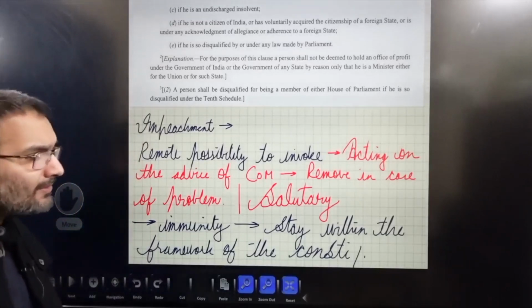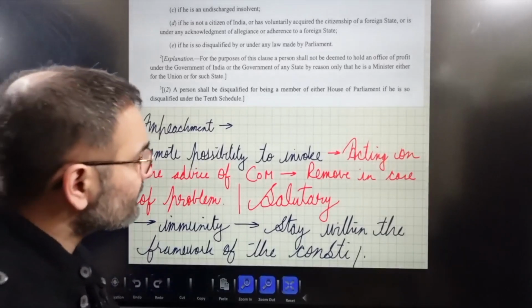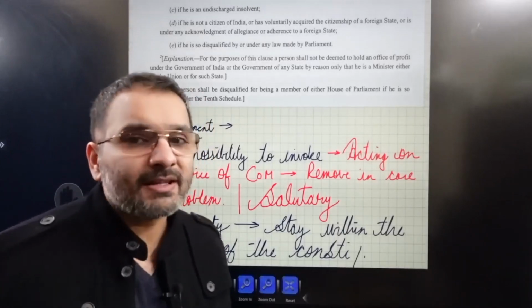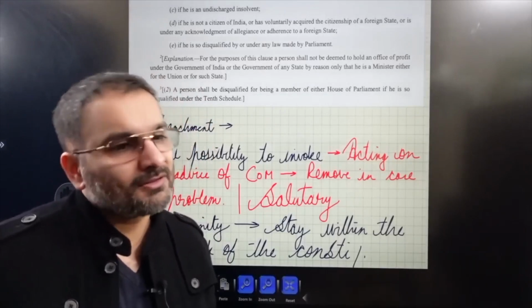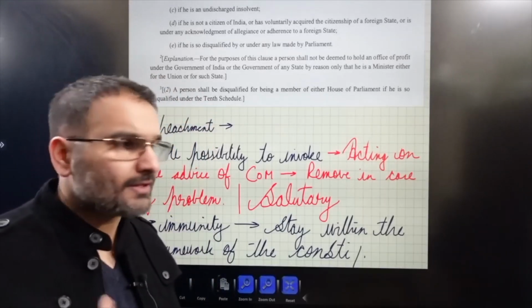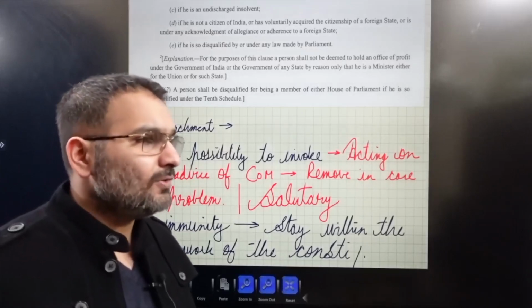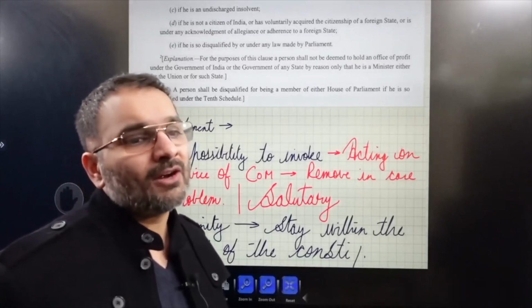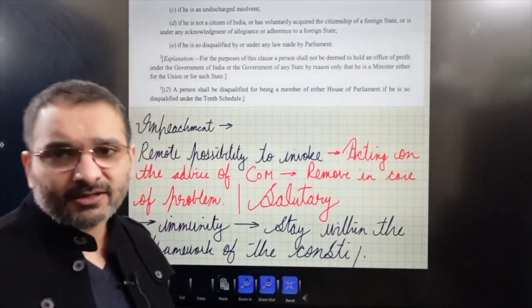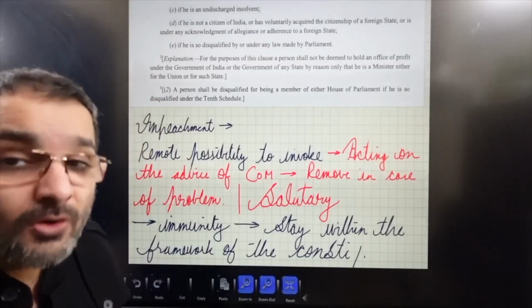But this is basically a salutary provision. What is salutary? SALUTARY. This is basically something that is actually like a restriction which is good. Let us say that you not being allowed to eat more than 100 grams of sugar a day is a very salutary thing. It's a restriction, but it is good, right?